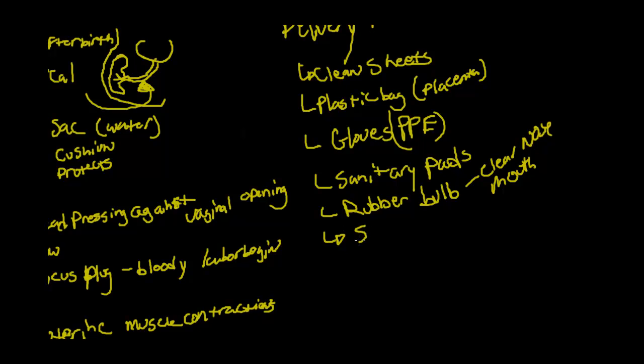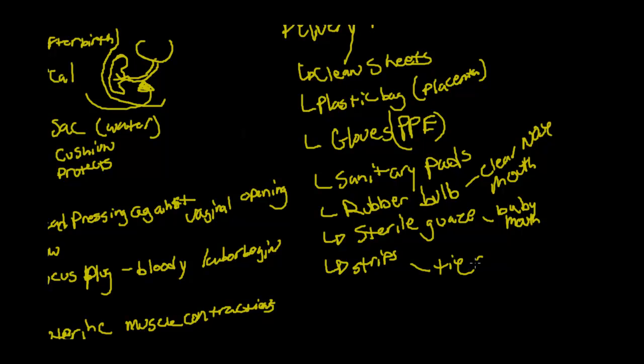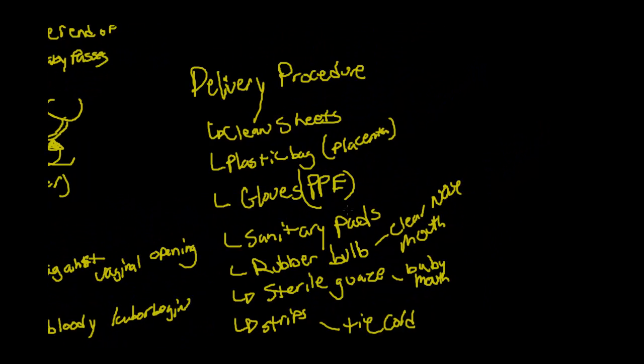And then a sterile gauze. You can use this to wipe the baby's mouth, clear off any kind of mucus. And then strips of gauze, or something like clean shoelaces, anything that you can tie that's clean, because you're going to need to tie the umbilical cord. So that's some of the stuff you'll need.